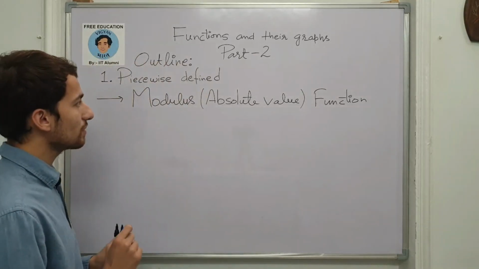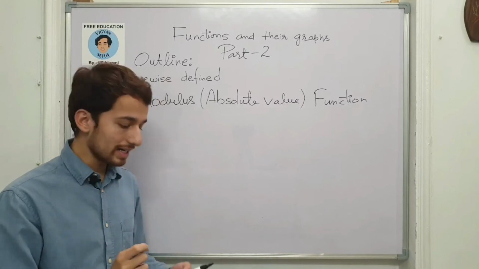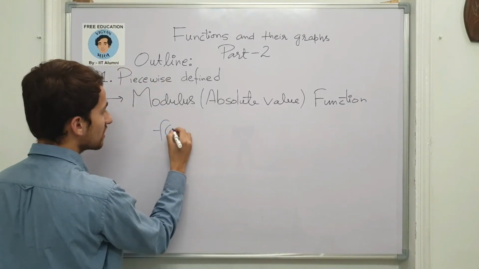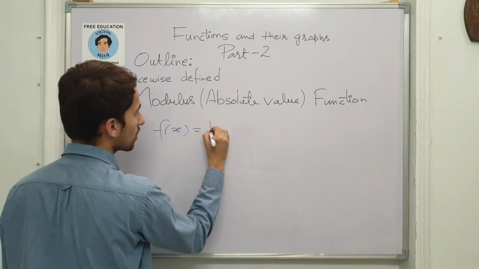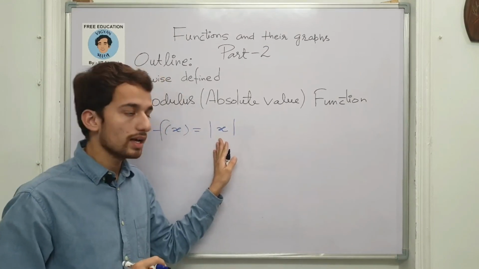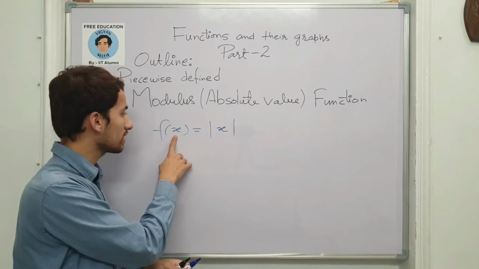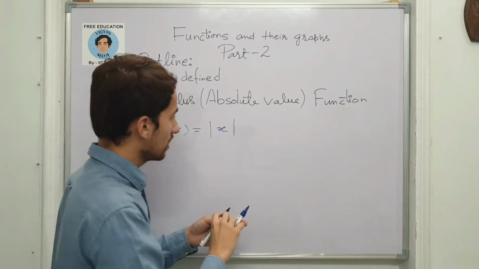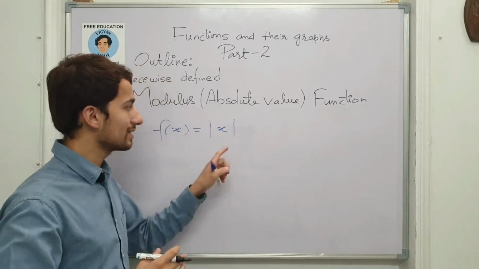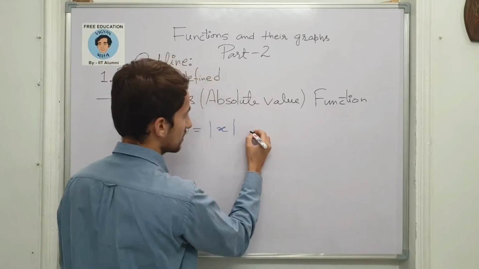The example I am taking is the modulus or absolute value function. How is this defined? Let's try to see this. It is given by f(x) = |x|. This quantity is called the modulus. The values which we can input are the whole set of real numbers. This function is defined for all real numbers. Now how is it defined further?